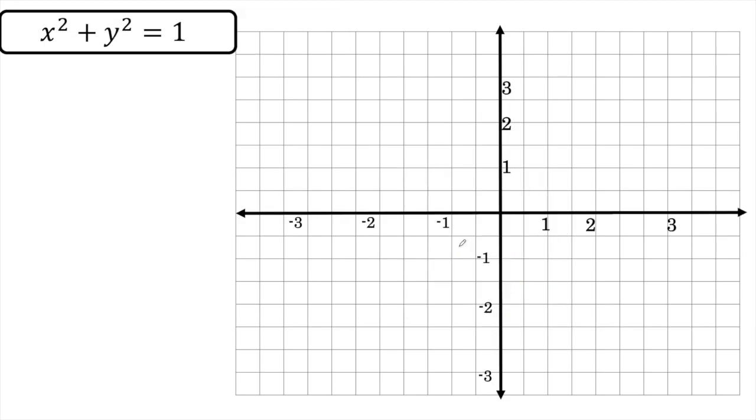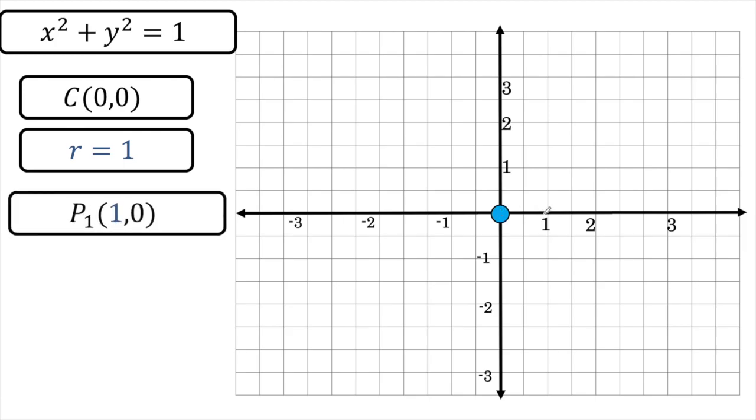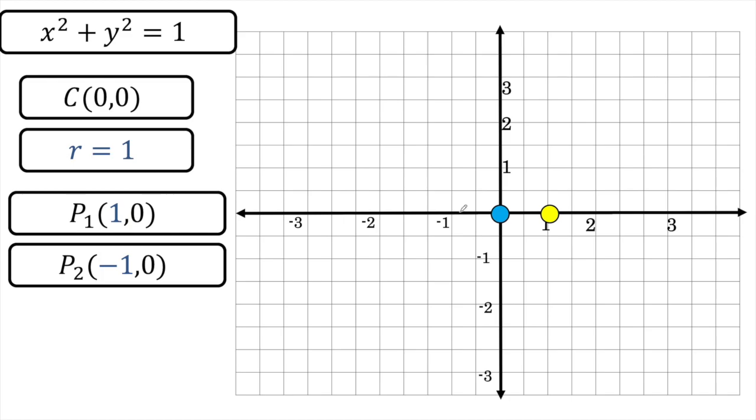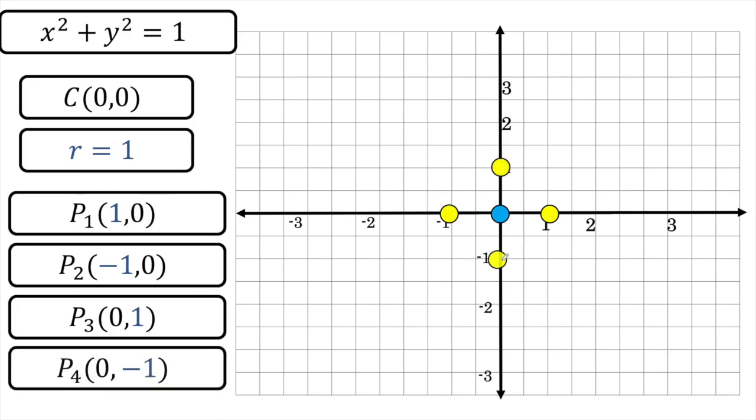For our last example, we have x squared plus y squared is equal to 1. Now the center is at the origin, so we have it here. Knowing the radius is 1, the square root of 1 is 1, so the radius is 1. Counting from the center to the right, we have the first endpoint at 1, 0. The second endpoint at negative 1, 0. Third endpoint at 0, 1. And of course, the fourth endpoint at 0, negative 1.